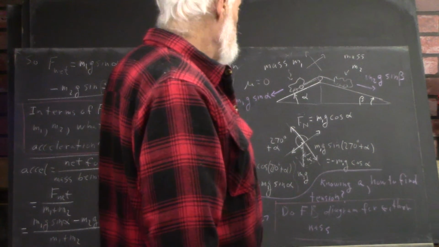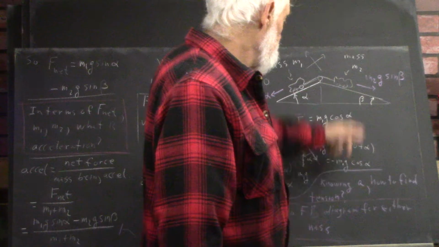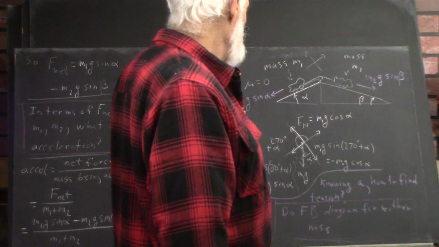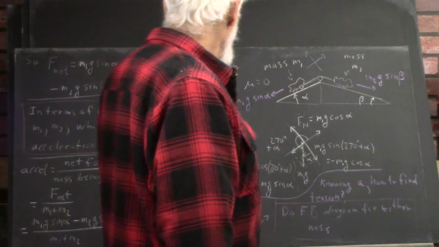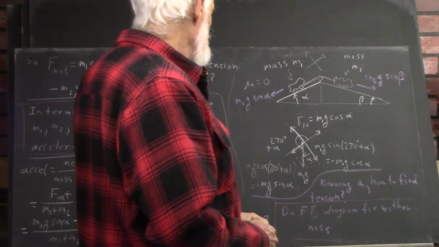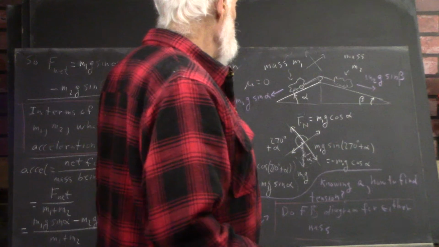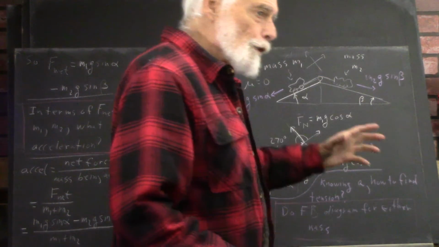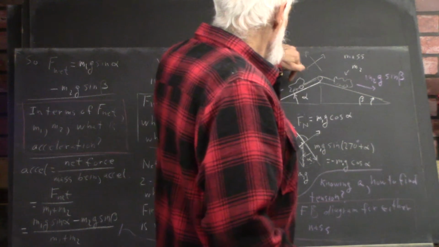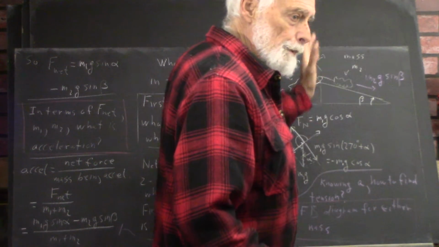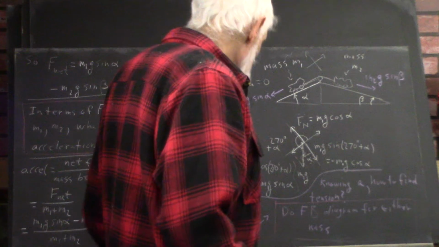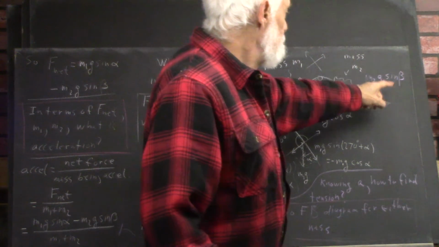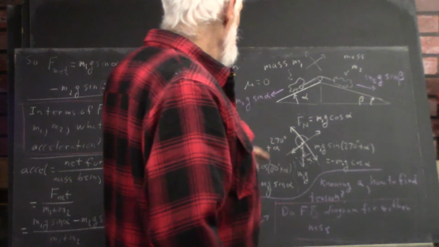Now if we know the acceleration of the system, how do we find the tension? Well, we do a free body diagram for either mass. Now how do we know the acceleration of the system? Well, we take the net force on the system, which will be the difference of these two forces, depending which direction you want to regard as positive. If you regard this direction as positive, it's going to be m2g sine beta minus m1g sine alpha.